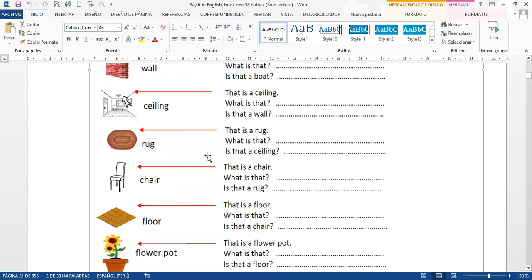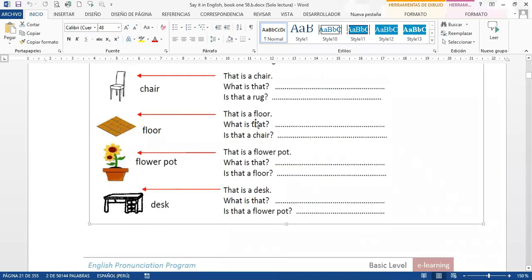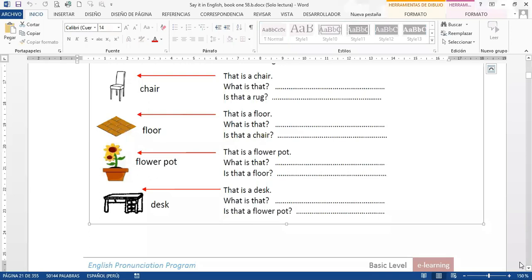That is a chair. What is that? It's a chair. Is that a rug? No, it isn't. It's a chair. That is a floor. What is that? It's a floor. Is that a chair? No, it isn't. It's a floor. That is a flower pot. What is that? It's a flower pot. Is that a floor? No, it isn't. It's a flower pot. That is a desk. What is that? It's a desk. Is that the flower pot? No, it isn't. It's a desk.